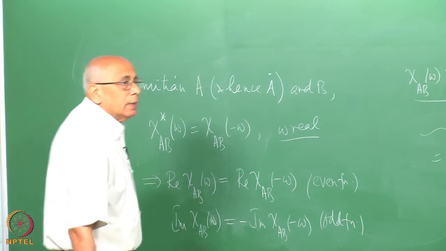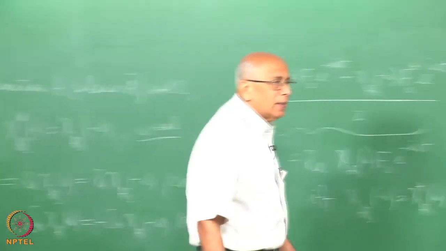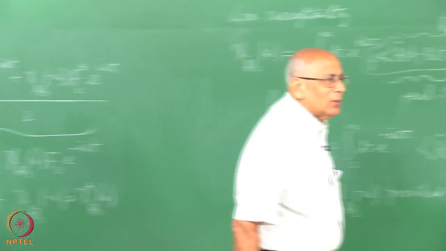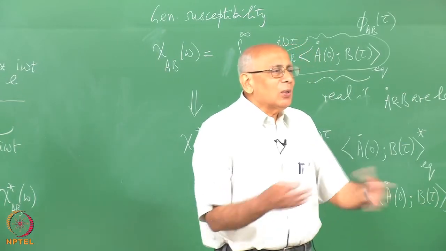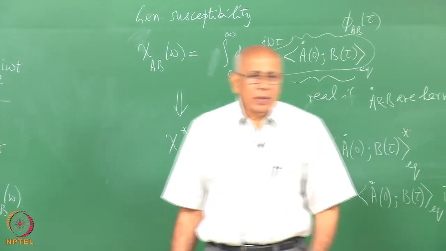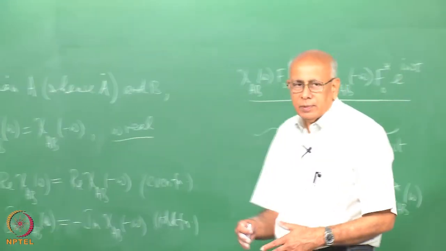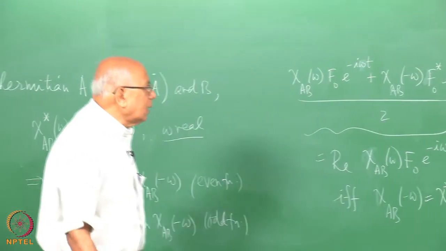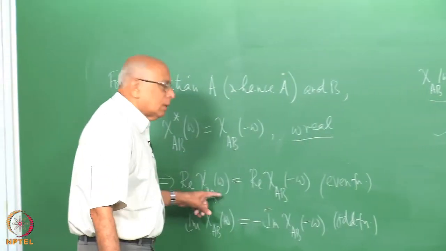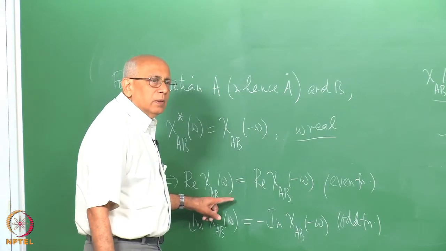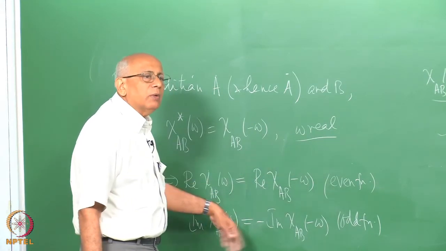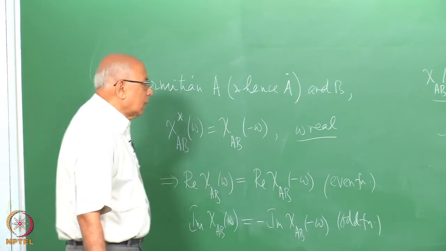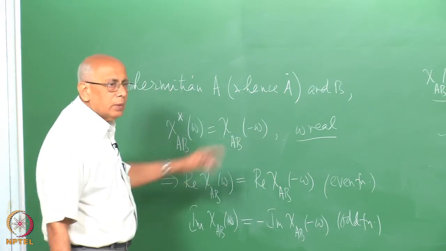Now, I very often want to do the opposite. I want to draw contour integrals and so on. So we'll see, we'll go back and forth. The point is that if you know this quantity for some positive omega, you also know it for negative omega by this symmetry property.